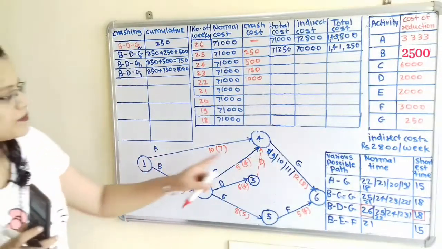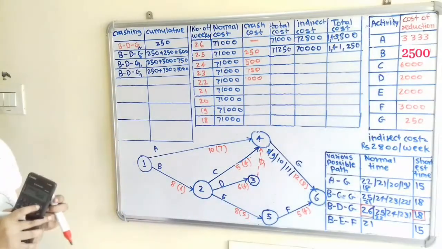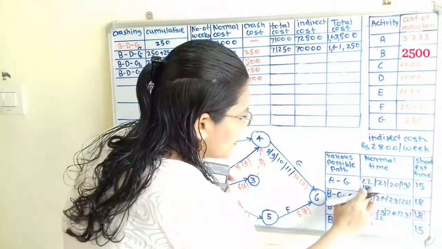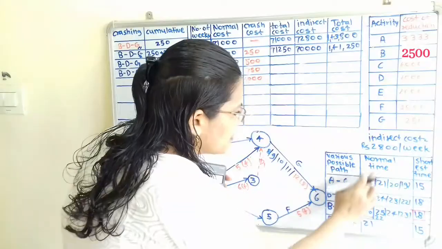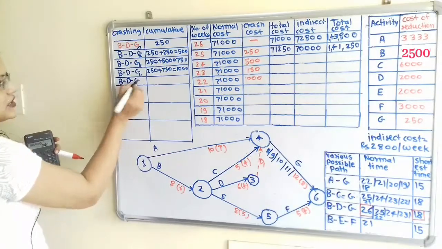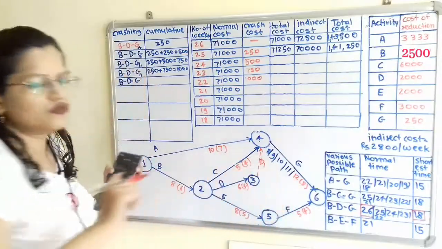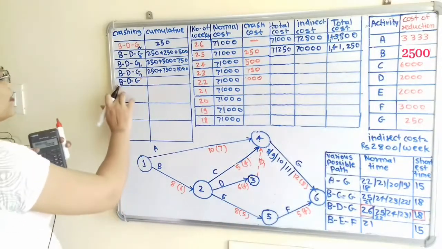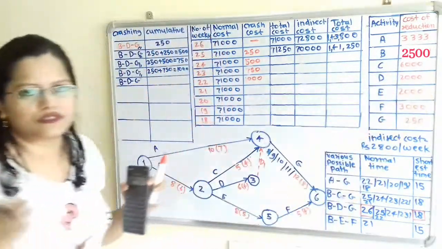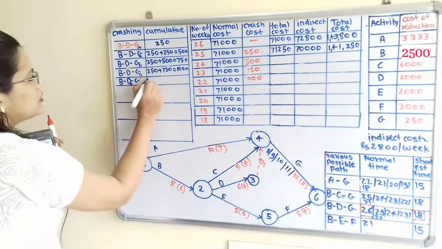Now if we observe, we cannot select activity G because normal time is equal to crash time. Now again if we observe, here is 22, 21, 21, 18. Again the normal time is maximum for BDG, so again I will take BDG. Now this G we cannot select because normal time is equal to crash time. So the remaining are the two activities B and D. B is having 25,000, D is having 2,000. So we will select D. I will mark here D. So for this, D is 2,000.